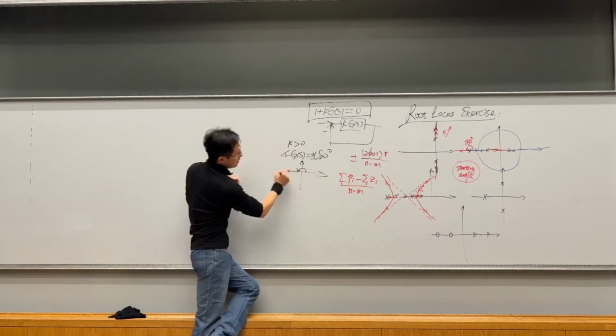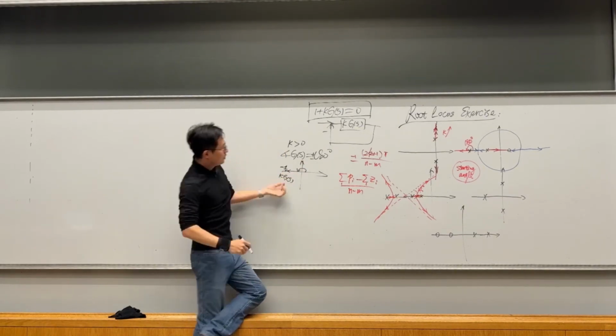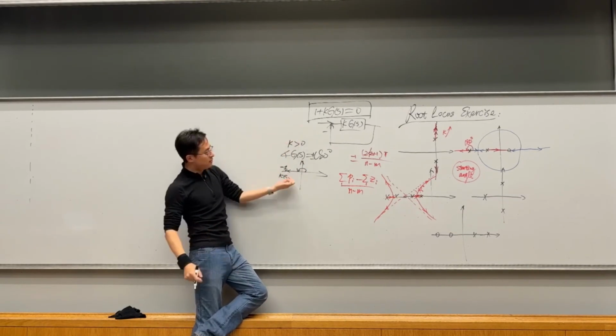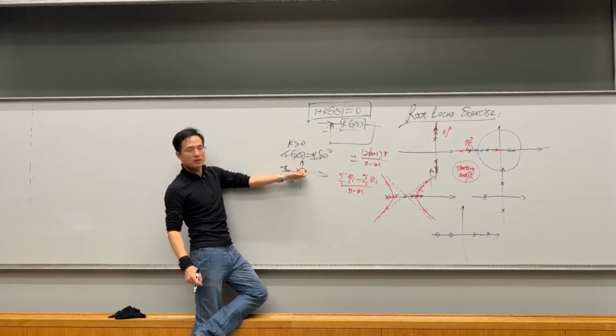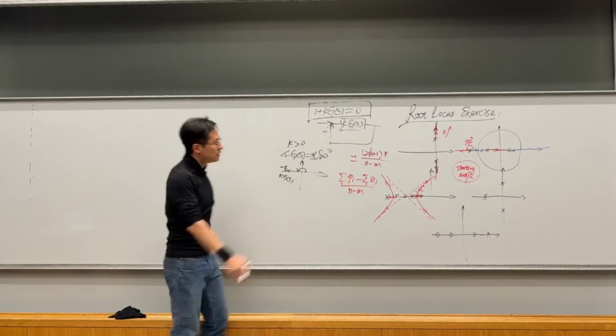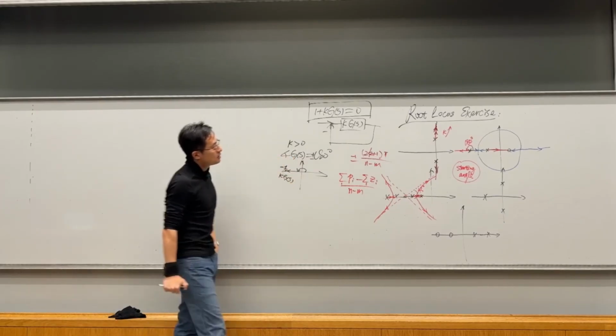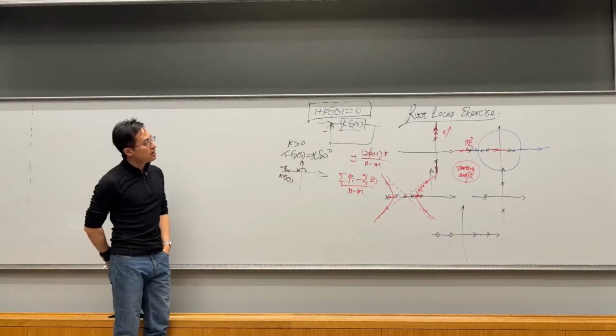So we need kg of s to be here. We need kg of s to be -1. So this complex number g of s has to have a phase of 180 degrees. You can say also negative 180 degrees. So that's all that matters. And for this particular case, the story about the starting angle is this.